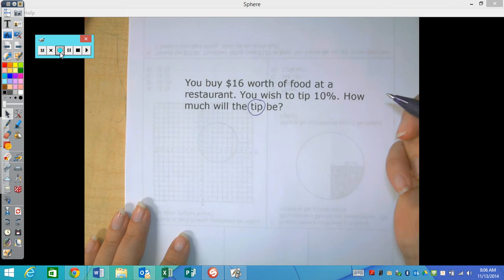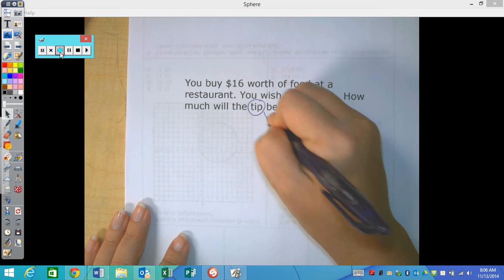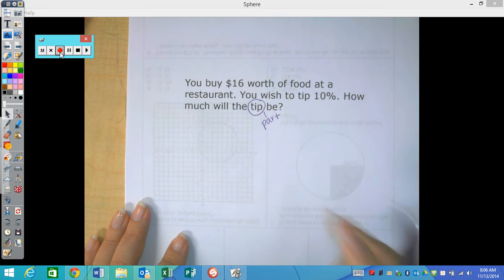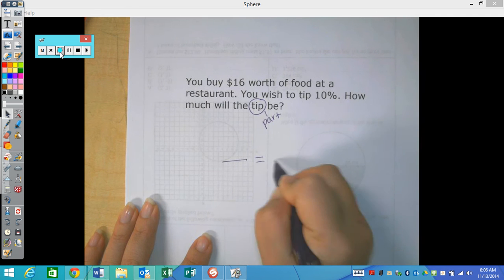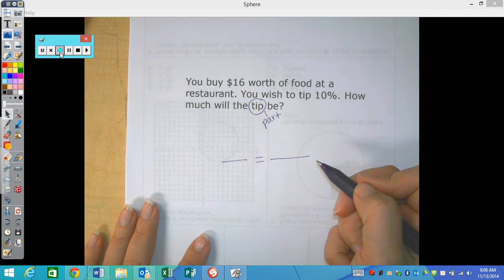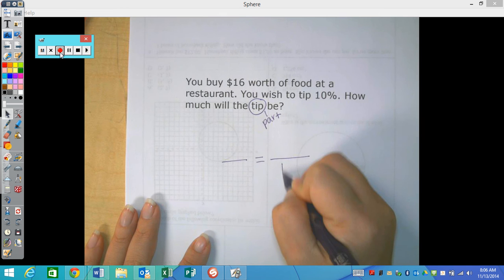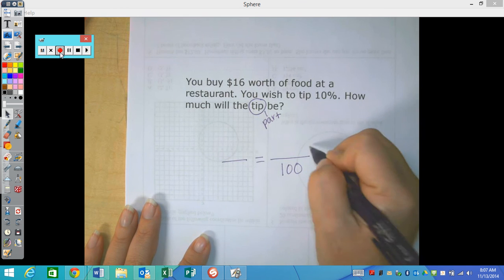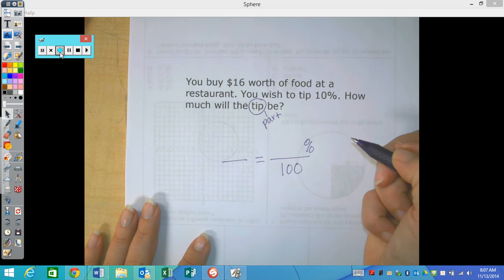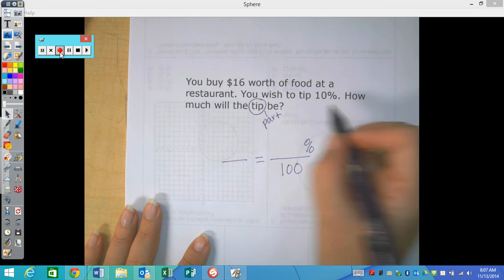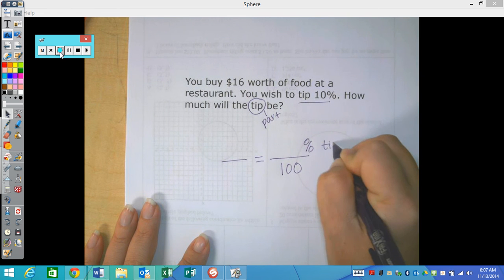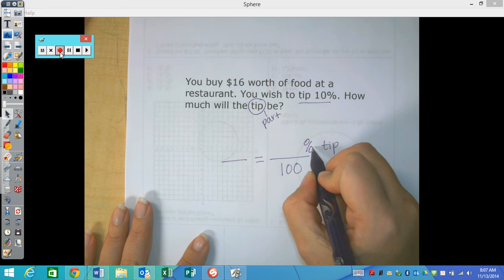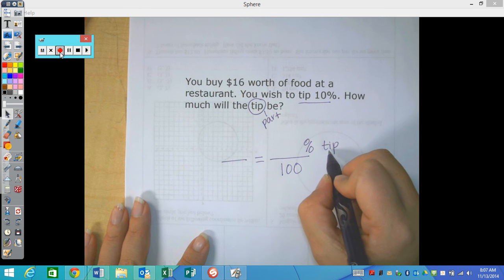Now, you have to decide, is the tip part or whole, and the tip is a part. And that's really important to understand what is being asked when answering your questions, because sometimes we forget. So because it's a percent problem, we set up our proportion, line equals sign line, 100. We also know that percent is the only thing that can go out of 100, because percent is per 100. Now, it tells us that the tip is 10%. So we want to label tip with our percent, because percent only tells us what type of number. It doesn't tell us the content of the problem.